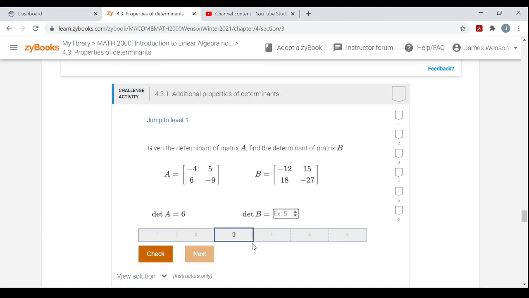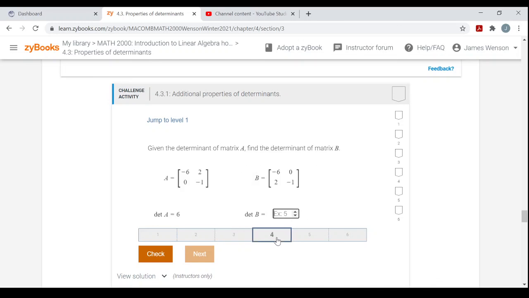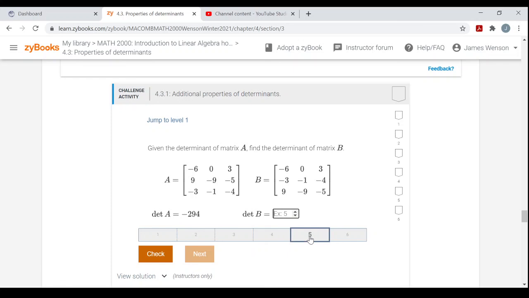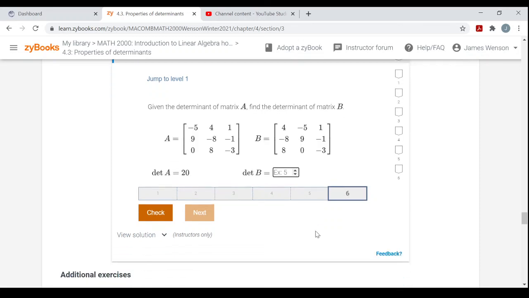Third level. All right, now see they tell you the determinant of this matrix is 6, and now I know you know how to find the determinant of a 2 by 2 pretty easily, but just compare them, and what would be the new determinant. Fourth level, something similar. Fifth level is something similar, but with 3 by 3s. And then the sixth level is again something similar, but with a 3 by 3.